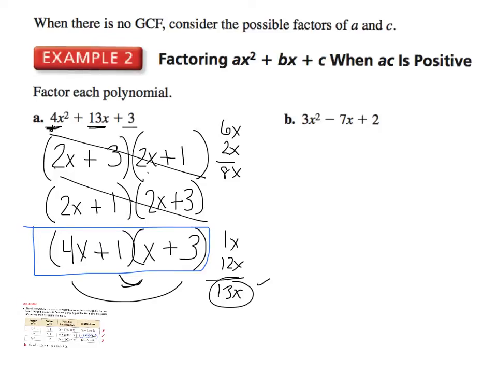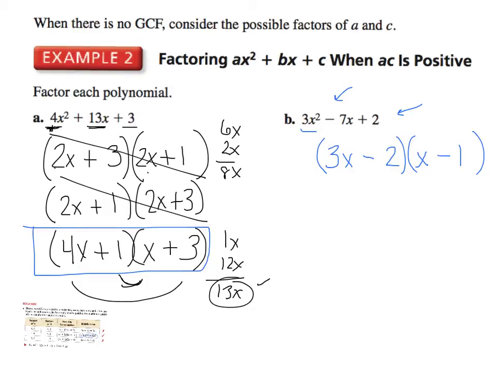Step 1. Look to see if there's a GCF. There's not. So now, let's figure out what we need to multiply. So I'm going to start off with 3x squared. I'm going to pick the factors 3x multiplied by x. Well, what 2 terms are going to give me positive 2, but gives me a negative when I combine them? That's going to be a negative and a negative. And I'm going to pick 2 and 1. Does that give me a middle term of negative 7x?